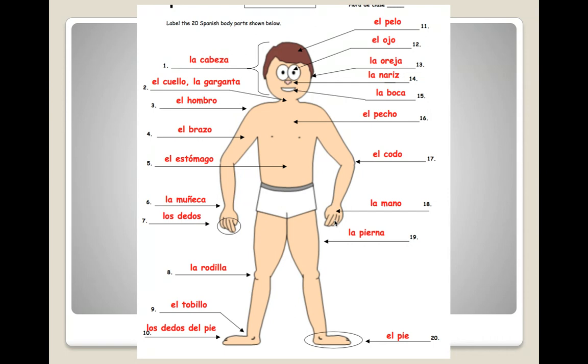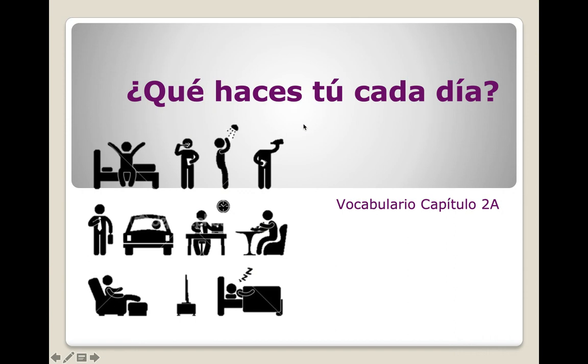Pero es importante tener un vocabulario muy amplio y este vocabulario te va a ayudar en expresarte mejor cuando estás hablando de tu rutina diaria. Ok, ¿qué haces tú cada día? O todos los días, ok? From when you get up to when you go to bed, right? ¿Qué son las actividades? ¿Qué haces, right?